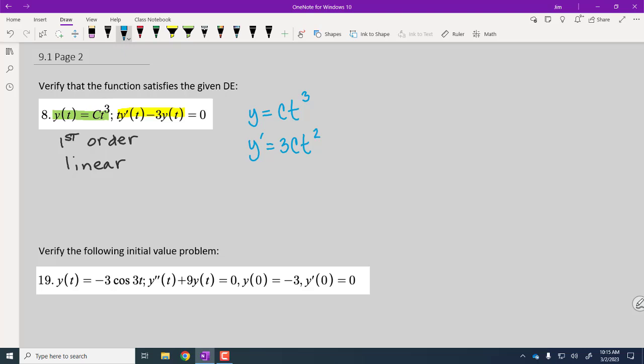Just like back in algebra when they said, determine if this point is on your curve. All you did was plug in the coordinates and see if it worked. Same idea. Nothing complicated. So we have t times y prime, so t times this, minus 3 times the y function, which is ct cubed. And we put a little question mark there. It will satisfy this differential equation if we get an identity. Let's see, do we get an identity? Yeah, those things cancel. We get 0 equals 0. So that checks, so therefore it is a solution.